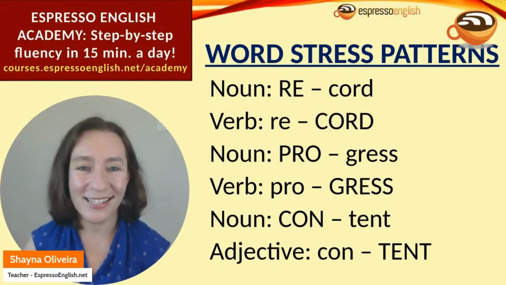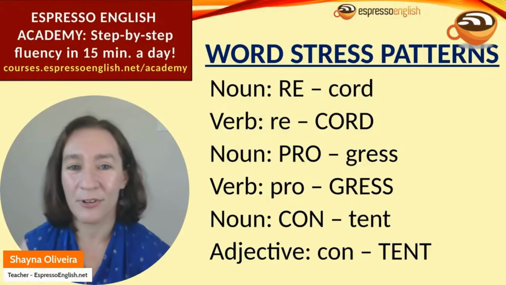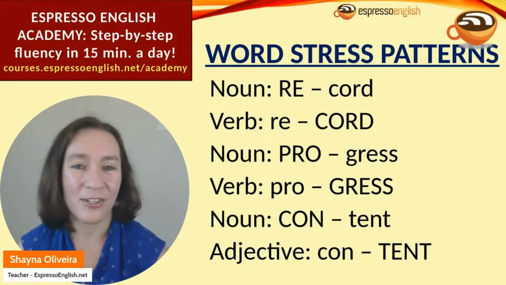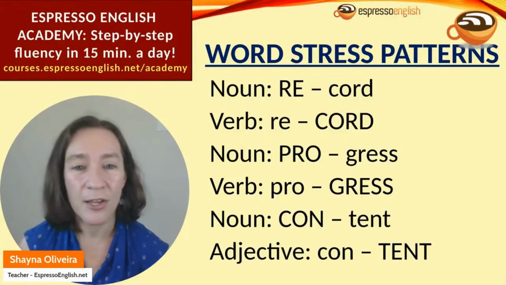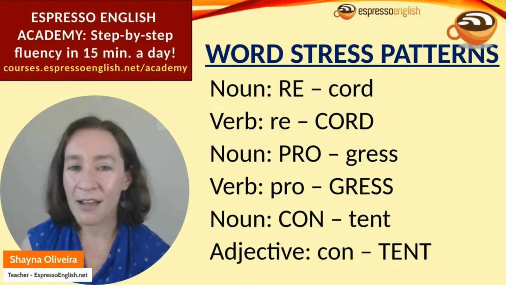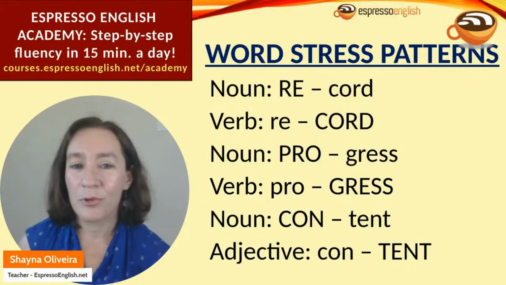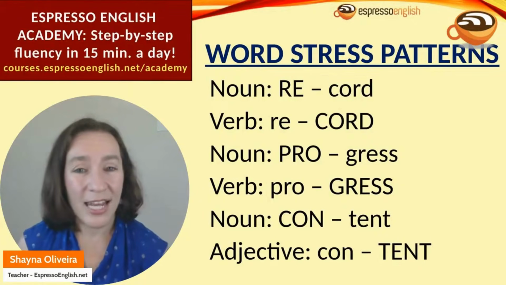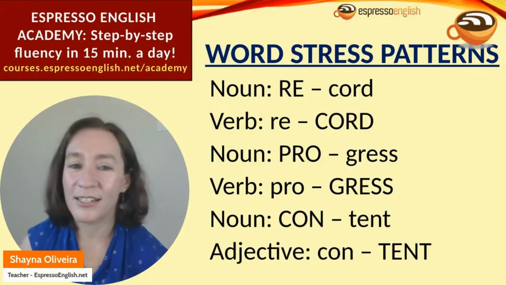But you can see we have some words that are both nouns and verbs, and what tells us whether it's a noun or a verb is the stress pattern. So we have record, that's the noun, and then we have the verb record. We have the noun progress and the verb progress. We have the noun content and the adjective content.